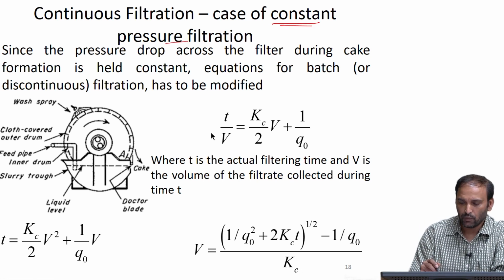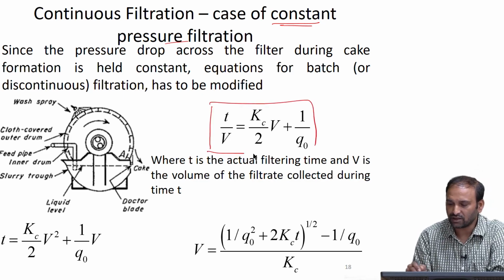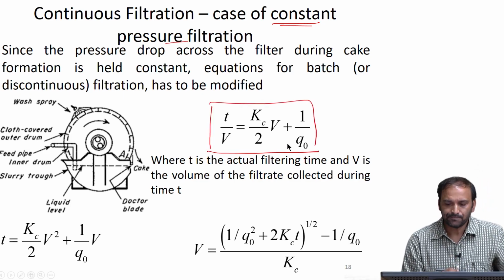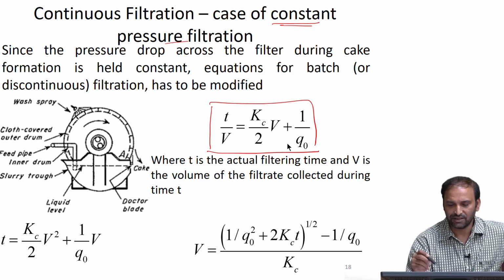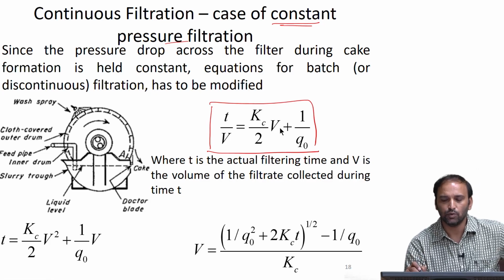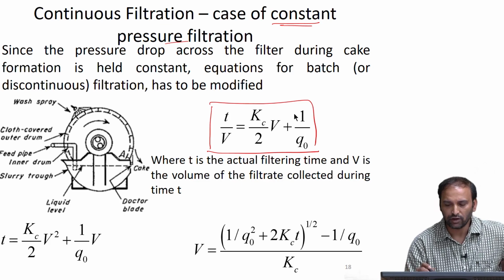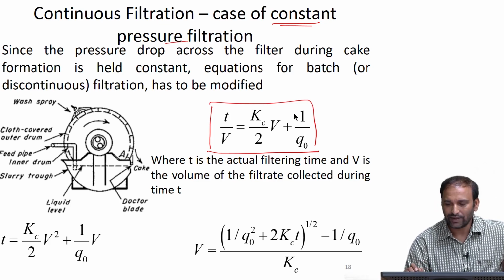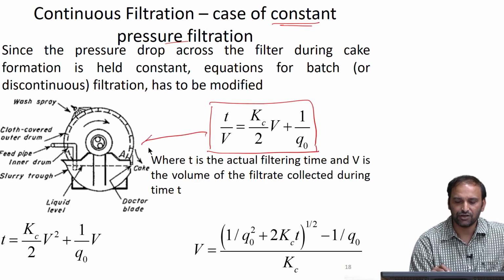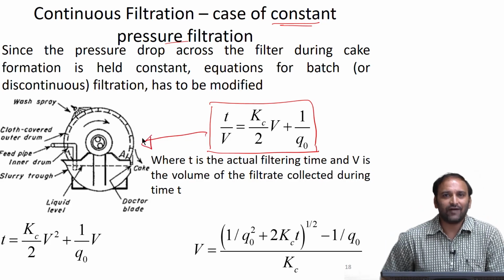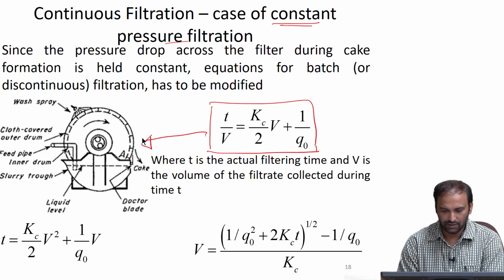We are going to start with the expression that we developed for constant pressure filtration, that is t by V is equal to Kc divided by 2 times V plus 1 over Q naught. We are going to modify that to suit the needs of the continuous filtration process that happens in a vacuum rotary filter.